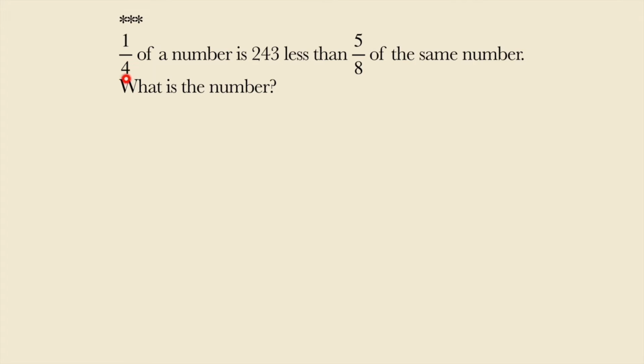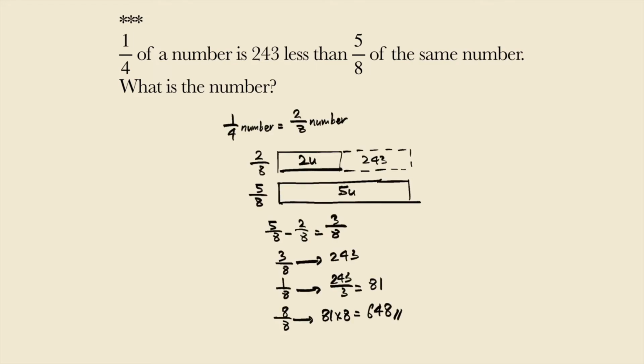They should be the same. So I'm going to turn this to 2 over 8 instead and see if that makes more sense. It does. Okay, so 2/8 of a number, which is 2 units out of a total of 8 units, is 243 less than 5/8 of the same number. So the number itself has 8 units, but they're saying 2 parts is 243 less than 5 parts.